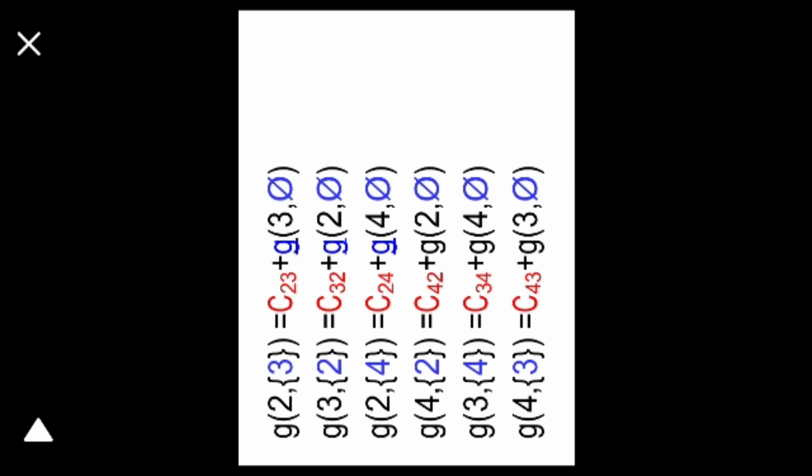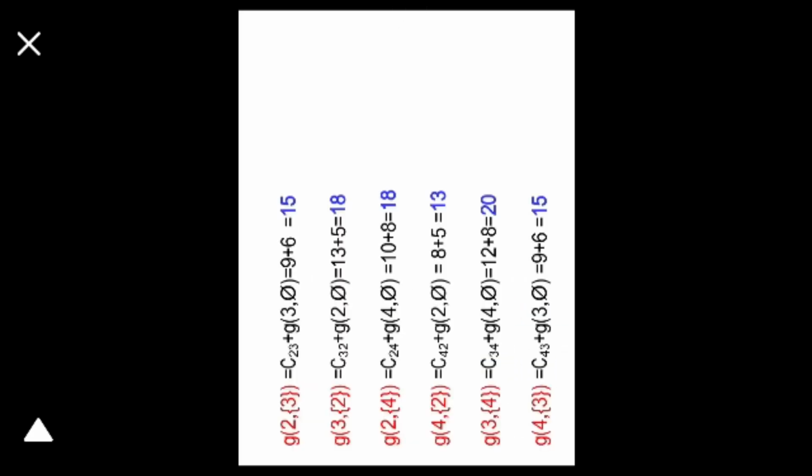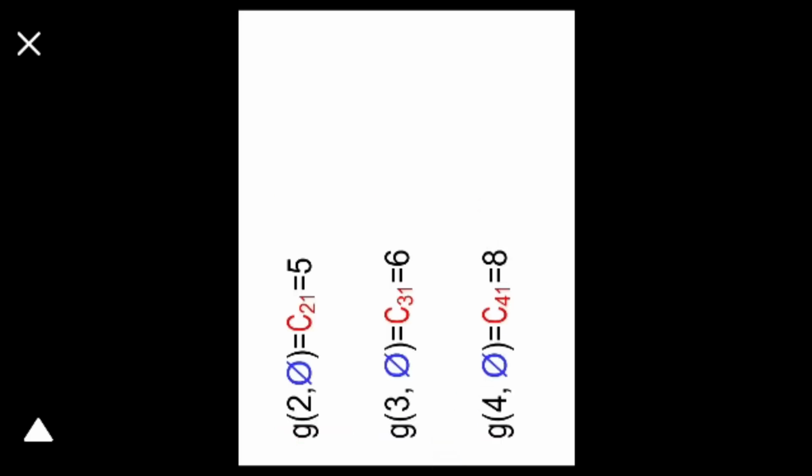So now C23 can be extracted directly from the cost matrix. Then G of 3 to 5 means from 3 to the city of the salesperson. What is the city of the salesperson? 1. So we can write G of 3 to 5 as C31, directly extracted from the cost matrix. Then G of 2 to 5 means C21, and G of 4 to 5 means 4 to 1. So like this we have extracted all the values.